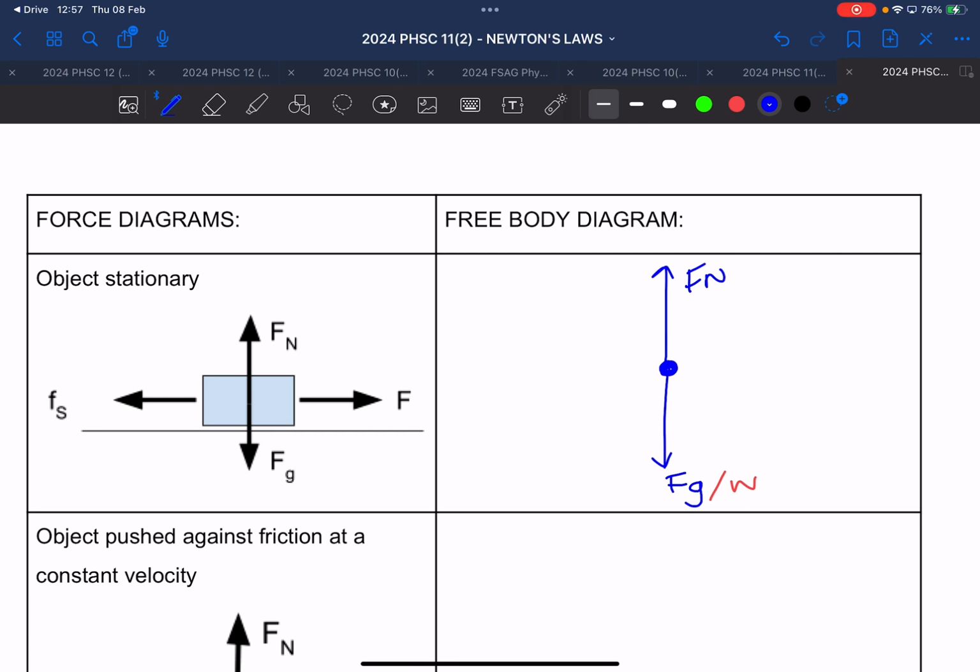Gravity towards the center of the earth. Normal force perpendicular to the surface. Yes? Then you see here we have an applied force F. So the force is pulling it to the right. And then you see there's static frictional force to the left. Okay. Now, so that's called the free body diagram.